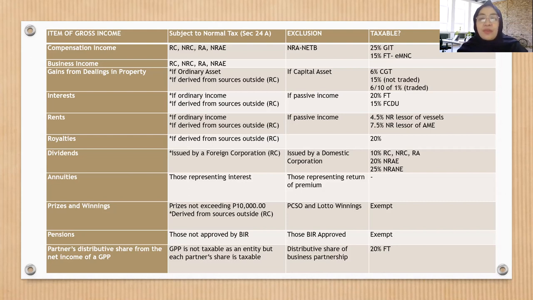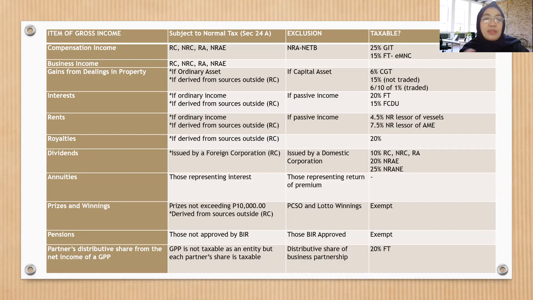For another kind of property, dealings in property, is ito mga stocks. Okay, so may panibagong rates tayo. Itong 6 of 10 of 1% for those stocks traded in the stock exchange. So I am an enthusiast. No? I have been trading in the stock exchange for 4 years now. So I've been learning the ropes. And I am enrolled in the BPI trade.